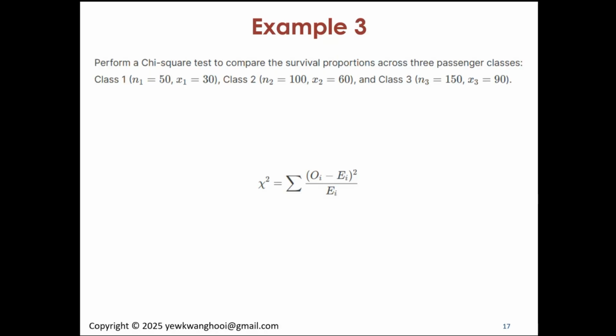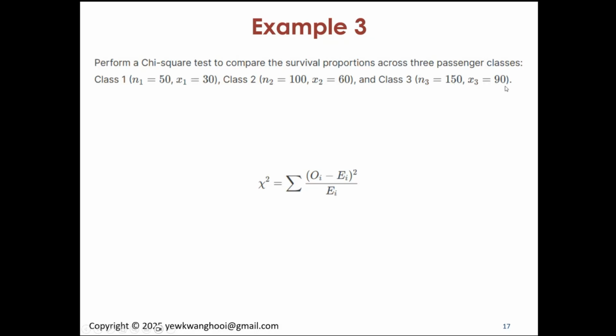To draw the estimation table, for you to figure out the values that you can plug into this in order to come up with the chi-square value. So again, you have 3 classes, class 1, class 2, class 3. Class 1, 50 passengers, 30 survive. Class 2, 100 passengers, 60 survive. Class 3, 150 passengers, 90 survive. So first class, obviously the number of passengers who can afford first class will be few, 50. Whereas the third class is the cheapest. That's why there are more people in the third class.